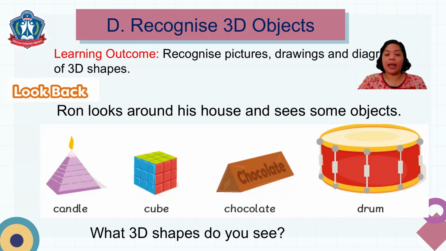For example, the candle. What 3D shape do you see? Oh yes, this is a pyramid. How about the cube, the Rubik's Cube? Yes, of course, this is a cube. How about the chocolate bar? Yes, this is a triangular prism. And how about the drum? Yes, this is a cylinder.